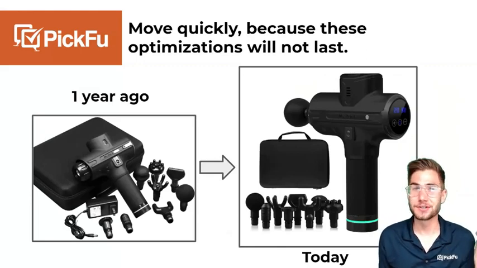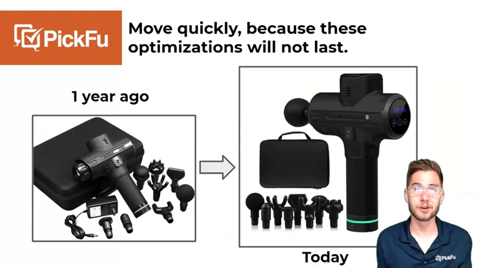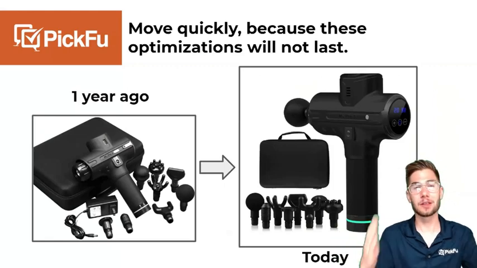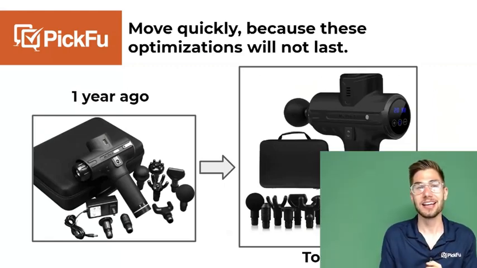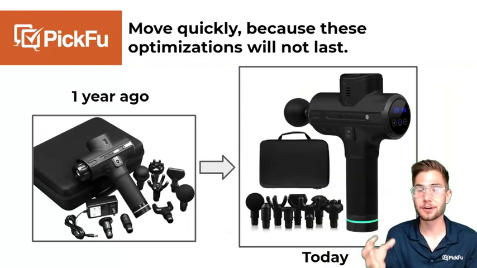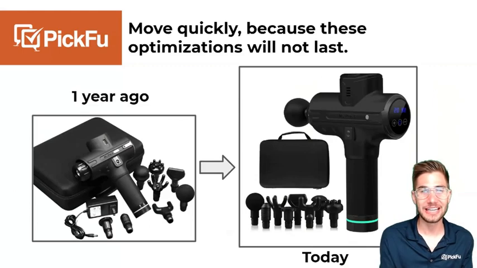The last thing I'll say here is a concept that I call creative convergence, and it's basically the thought that on the Amazon platform, over any long enough time frame, sellers are going to start to do the exact same thing. And so the point here is to move quickly, because these optimizations, anything you're doing, especially with main image, are very easy to copy.